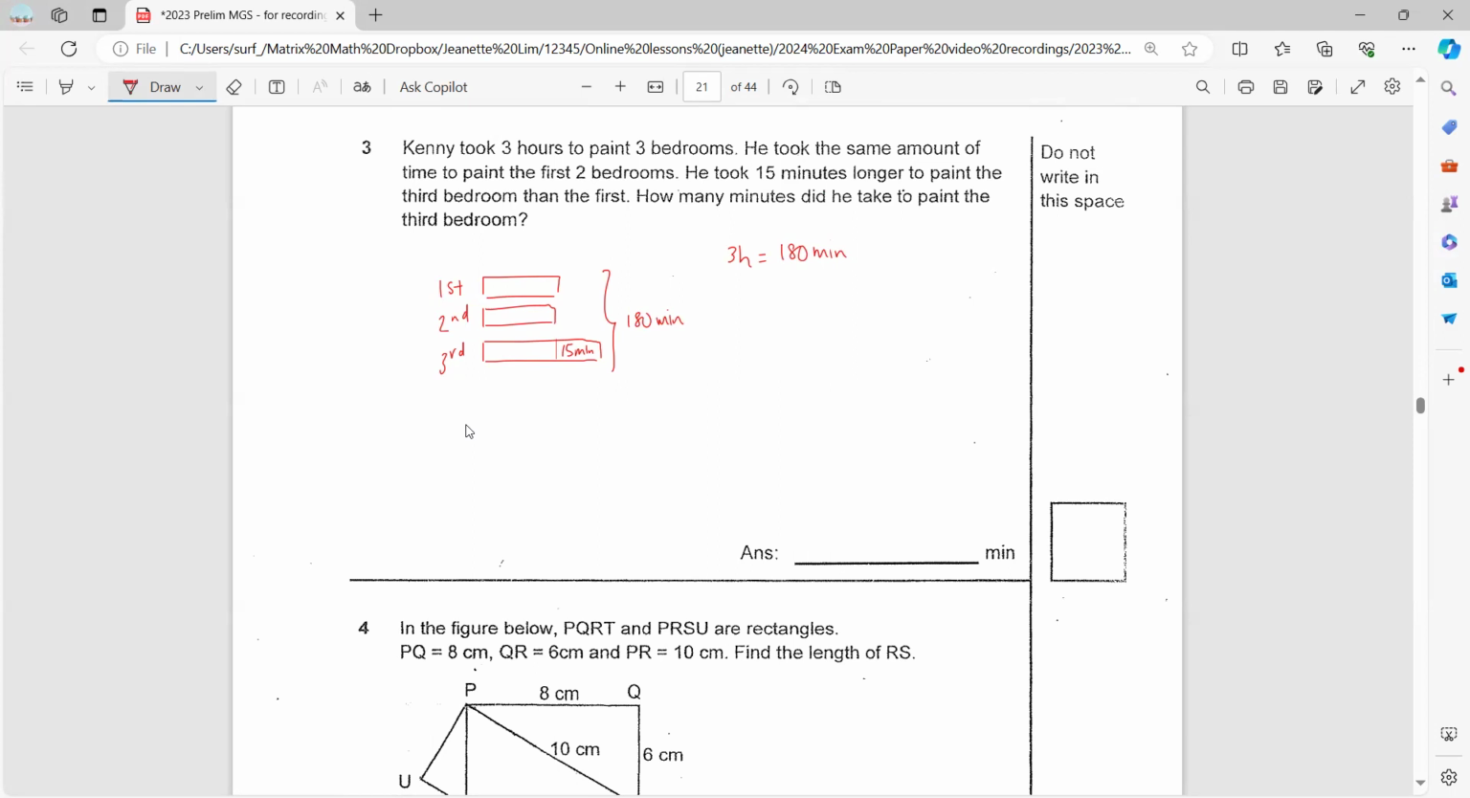So we are supposed to find the third bedroom, which is 1 unit and 15. So first 180, 3 units. 180 minus 15, 165. Then to find 1 unit, 165 divided by 3, 55. So to find the third bedroom, 55 plus 15, 70 minutes.